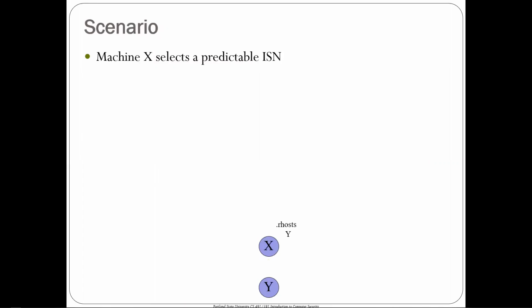So this is the scenario. Say X has this predictable initial sequence number, and E wants to be able to spoof a connection from Y, and then basically create a command that appends itself to the .rhost file. So that's the idea. The first thing E needs to do is figure out what sequence number is going to be used between X and a potential connection from Y.